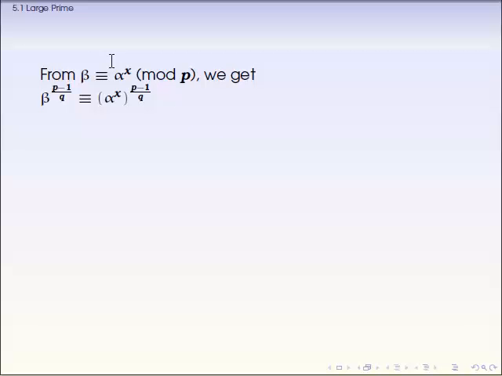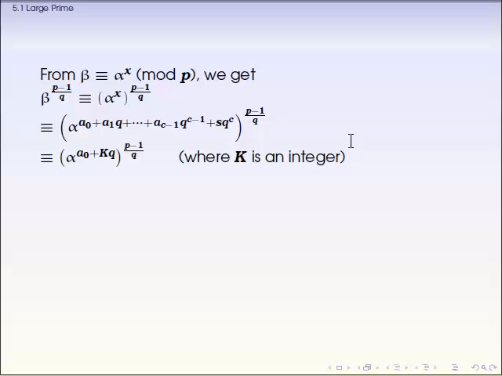So let's say from that given equation in the question, beta is congruent to alpha to the x modulo p. If we put p minus 1 over q as the power on both sides, then they are congruent modulo p. And instead of x here, we already found that it can be written by this, right? And because all these terms have q as a common factor, we can simply say k times q for that. K is any integer, so we can change it like this.